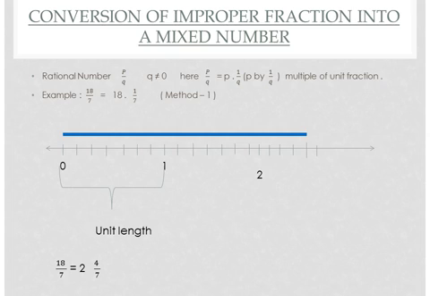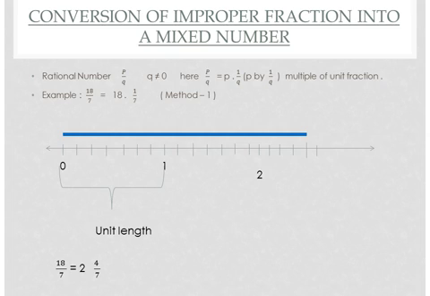Here is a blue colored line on the upper side of the number line. Here are 18 parts of that blue colored line. From 0 to 1 there are 7 parts and from 1 to 2 there are also 7 parts. So 7 plus 7 is equal to 14, and after 2 there are 4 parts: 1, 2, 3, 4. So the blue colored line shows up to 2 and 4 parts.